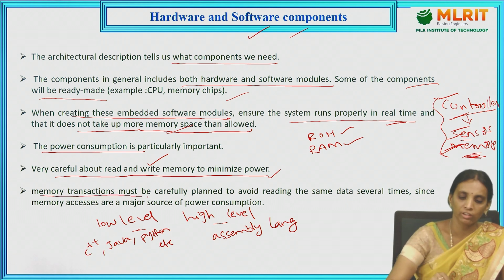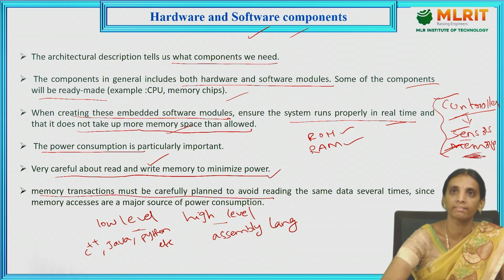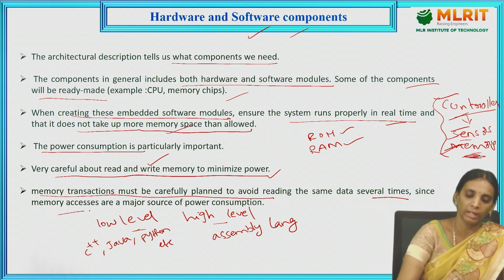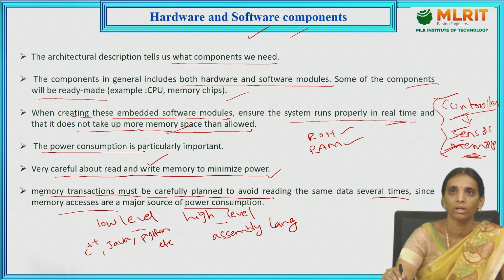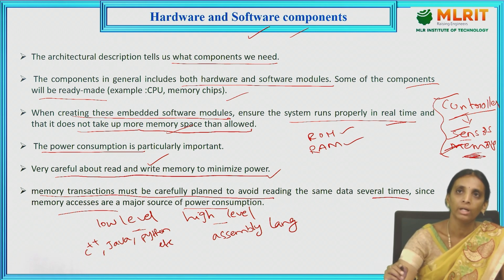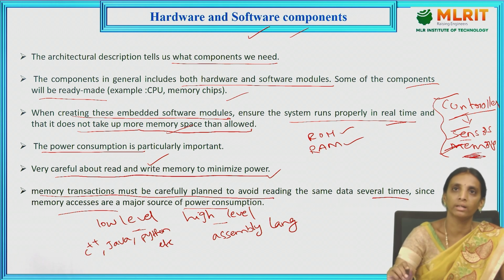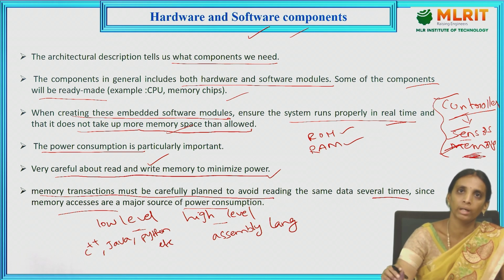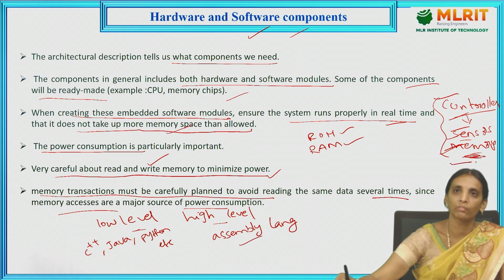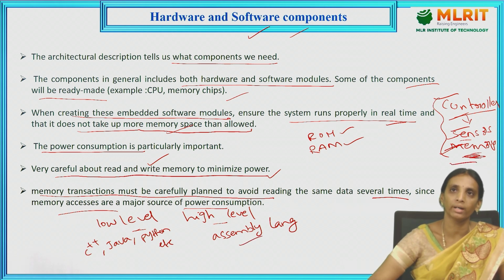The memory transactions must be carefully planned to avoid reading the same data several times, since memory accesses are a major source of the power consumption. If we are reading the same data several times, more memory will be consumed and more power will be consumed. So in the programming part, we need to take more care that only one data will be accessed at a time, so the same data will not be read several times. We need to take proper care for programming and for hardware parts also. So this is about the hardware and software components.